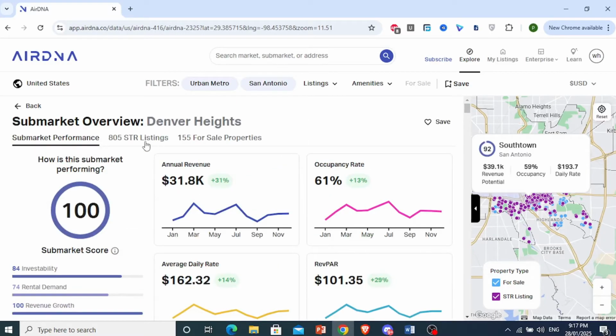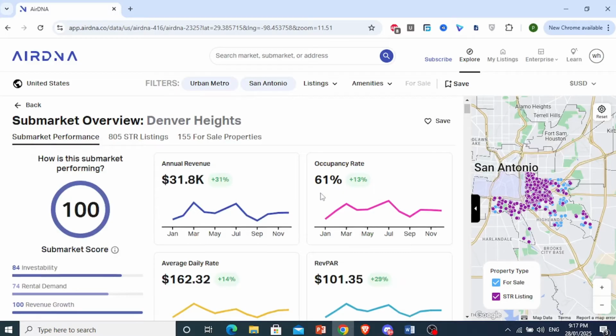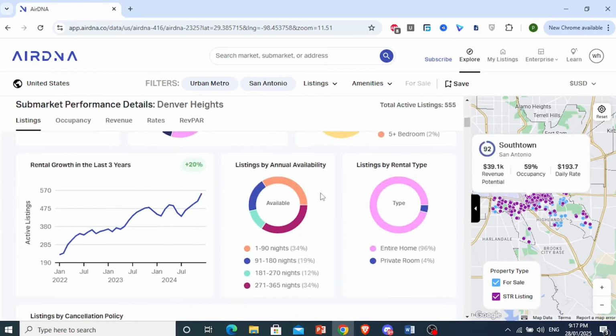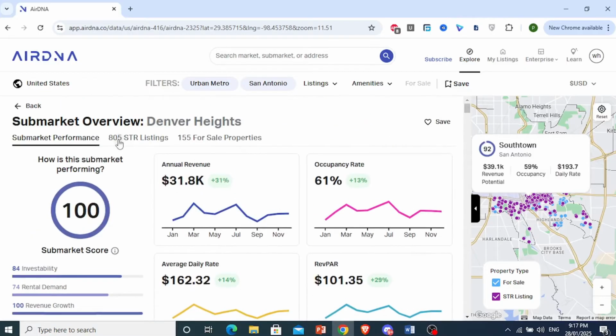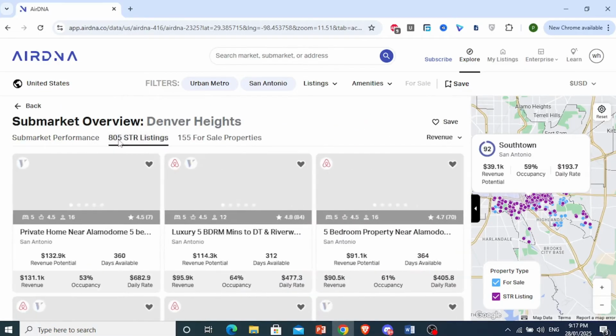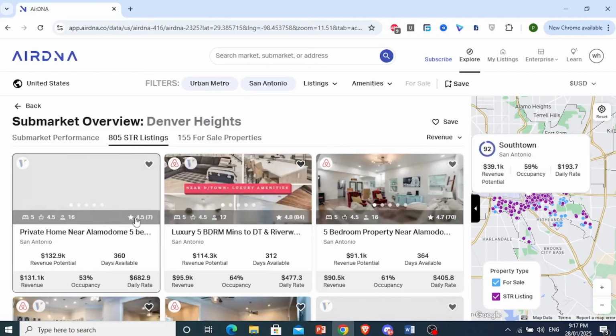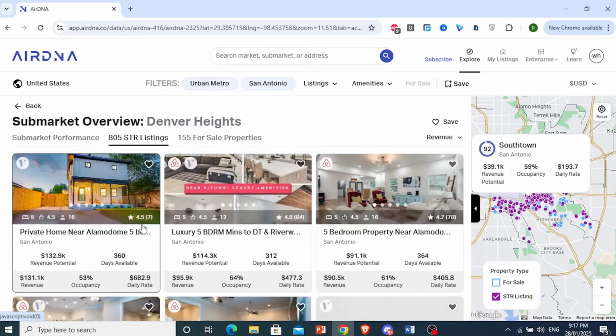Now, let's go ahead and look at some STR listings. Let's see how well some properties are doing, right? But this is the main thing you want to look at. So if I come to some STR listings, let's see how some homes are doing. This home right here, as you can see, only has 7 reviews, 4.5 stars. Seems to be a newer property, but look at this. It is already doing revenues almost at par with its potential.